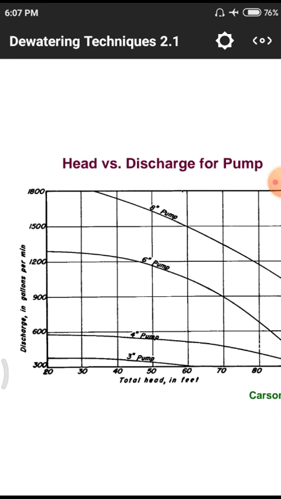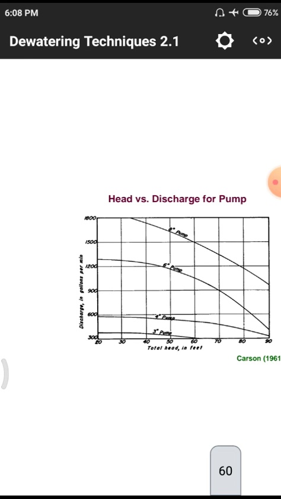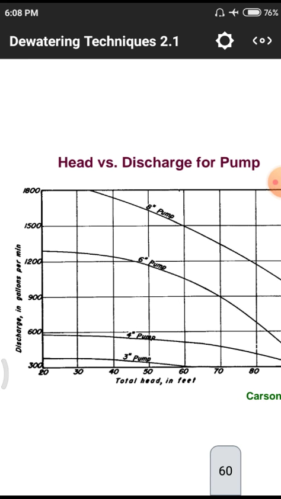This is the head versus discharge for a pump. Here also we are having different diameters of pipes: a 3 feet pump, 4 feet pump, 6 feet pump and 8 feet pump. For those also we have different quantities of discharge. Those discharges also vary with the diameter of the pump we are using. Discharges are in gallons per minute, that means for each minute how many gallons are captured by using these diameter pumps.